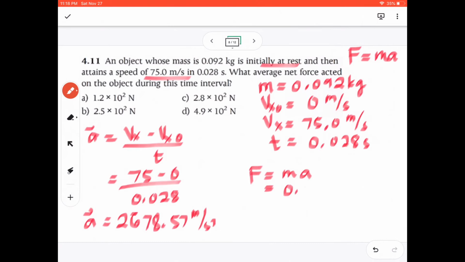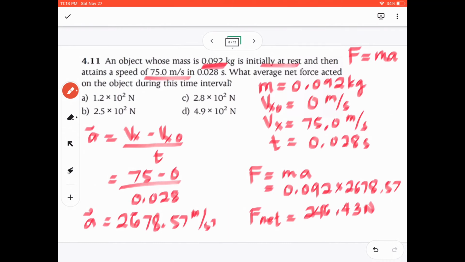Mass is 0.092 kilograms multiplied by 2678.57. So the F net in this case, net force, is equal to 246.43 newtons. And we need two significant figures for the answer, because the smallest number of significant figures here is 2. Therefore F net is equal to 2.5 multiplied by 10 raised to the power of 2 newtons, which is letter B.